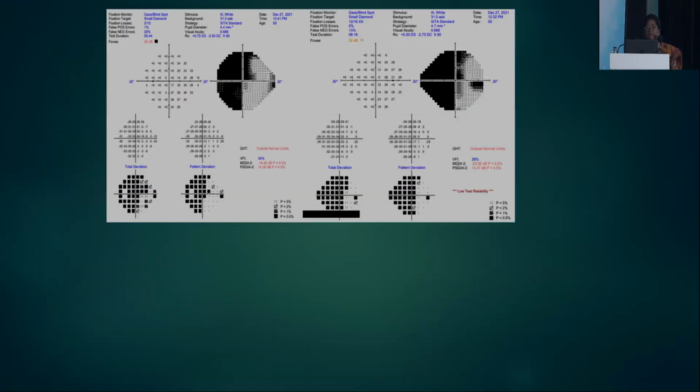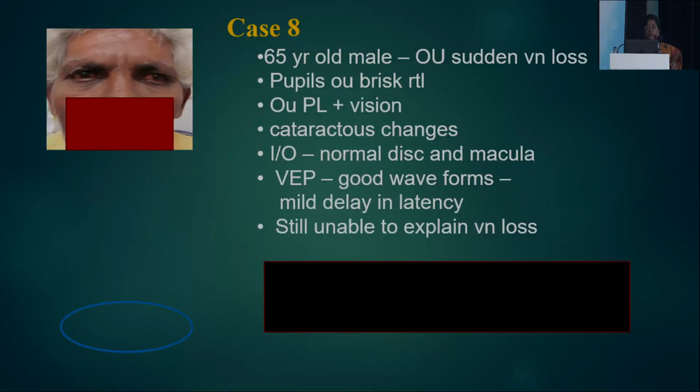Let me skip this, and I'll give you a patient who is very common in your day-to-day practice. An elderly gentleman brought by the son saying that he has a cataract, get him operated, and he's bumping into objects. His cataract is not matching with the visual acuity loss. First thing you have to check: he's got bilateral PL vision, fundus normal, VEP with very mild delay in latency. You're not able to explain the vision.